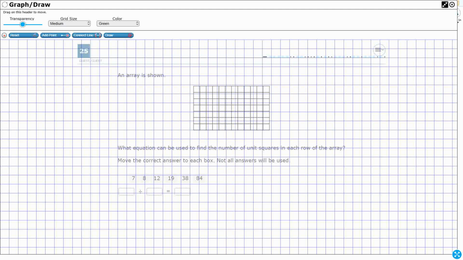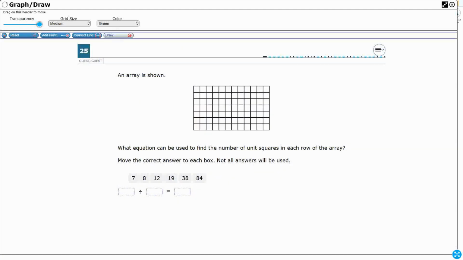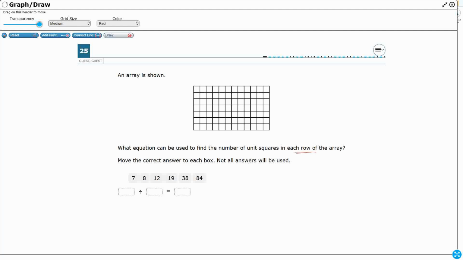So next, 25, we are modeling division. This is 4.4e. And let me see, we've got an array shown here. And we need to find an equation that can be used to find the number of unit squares in each row. Okay, so how many do I have in each row of the array? So we need to know the difference between columns and rows. So rows are these that go side to side, and up and down like this, that's a column. So the fact that it asks for the row is going to be very important.